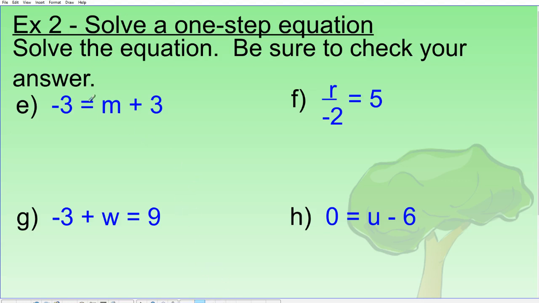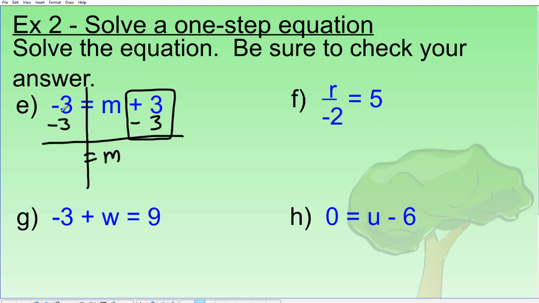Okay, so let's see here. Hopefully you started by subtracting 3. Because you need to get the variable by itself, and if you get rid of this 3 that was being added, then this goes away, and you have just m equals. On the other side, when you subtract 3, negative 3 minus 3 is negative 6.